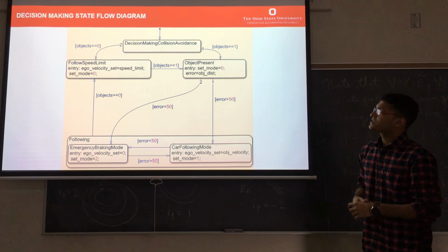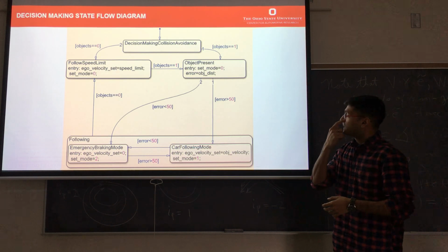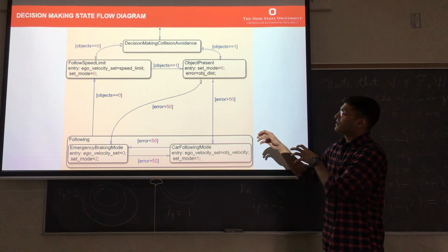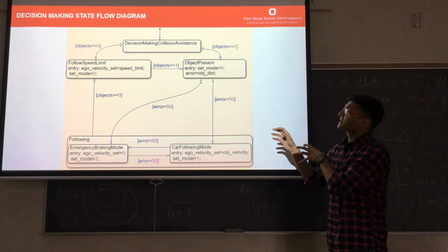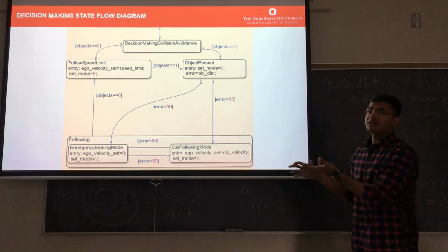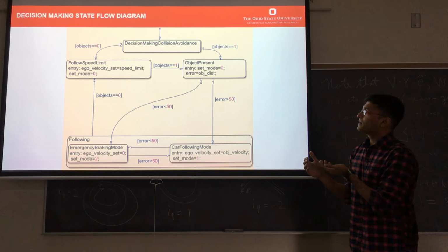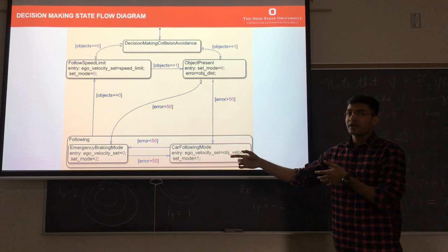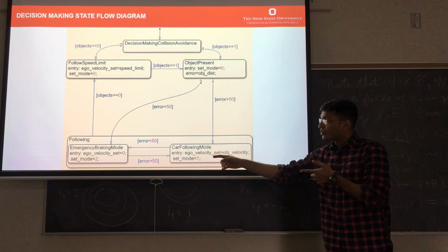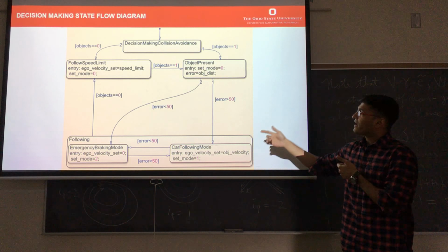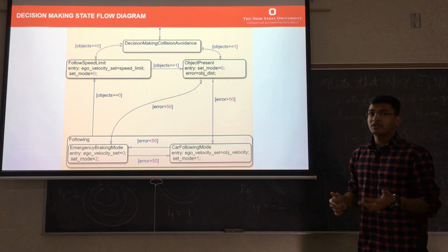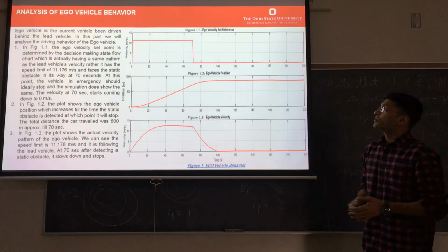So this is the decision making state flow diagram, in which, if an object is detected, then a decision has to be made. If the error, or the relative distance between them, is less than 50, you have to brake, and it will go into set mode 2, which is the emergency braking mode. And when the error is greater than 50, it just follows the lead vehicle. So these are the simulation results.